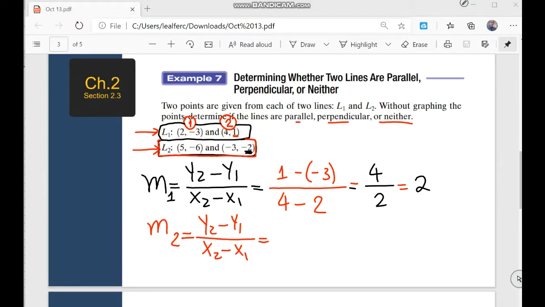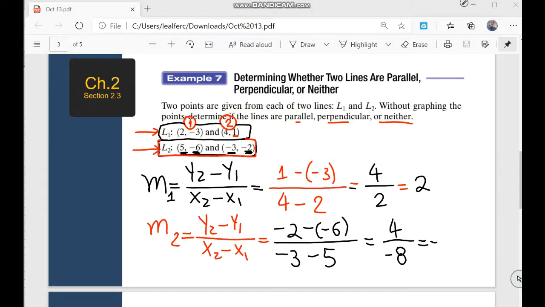y2 here on line 2 is negative 2, minus y1, negative 6, minus negative 6, over x2, negative 3, minus 5. 5 is x1. Negative 2 minus negative 6: negative and negative is positive, negative 2 plus 6, positive 4, over negative 3 minus 5, negative 8. And if you simplify, this is negative 1 over 2.